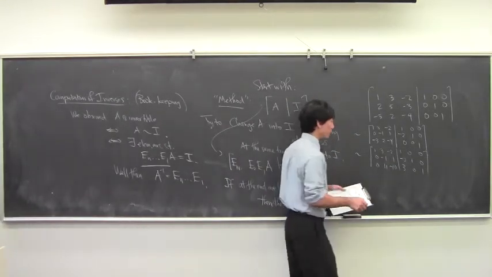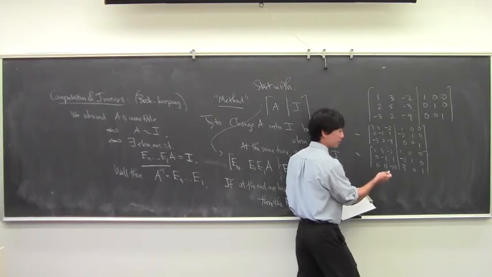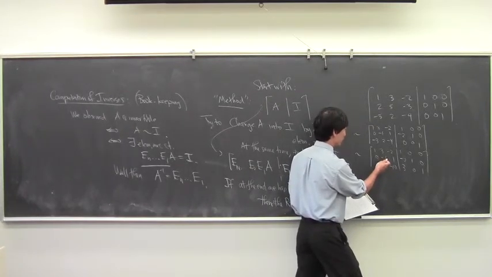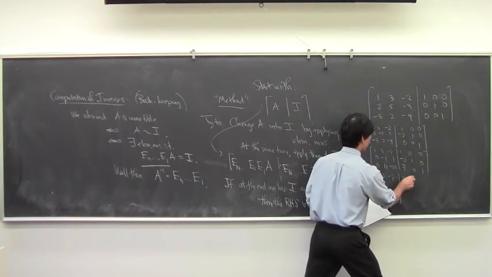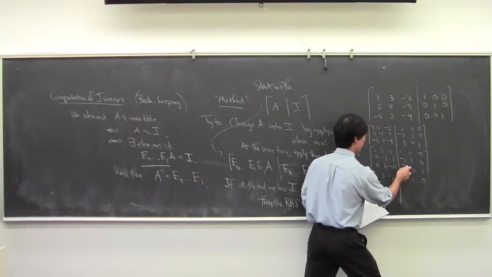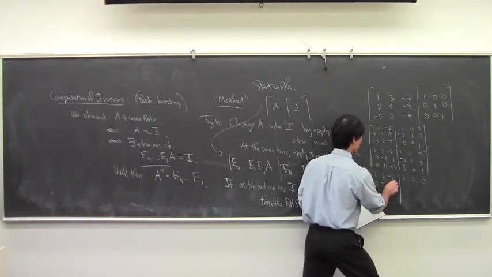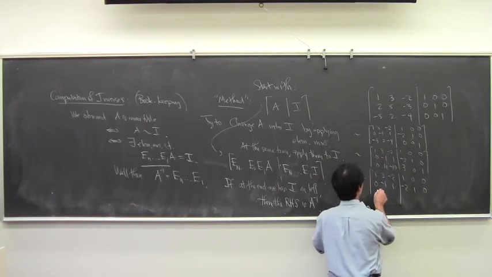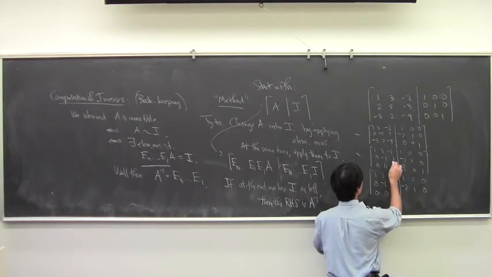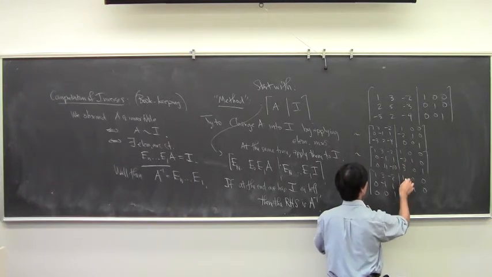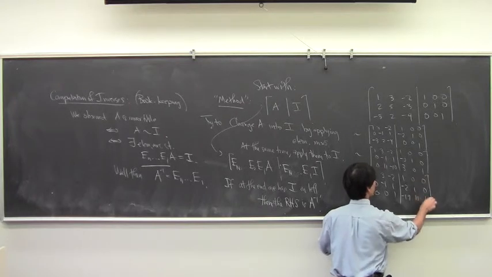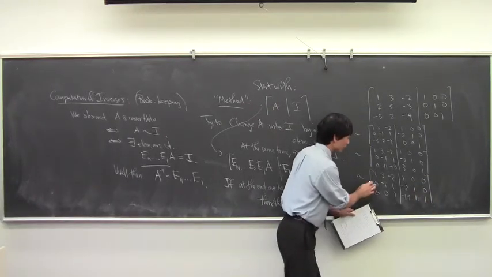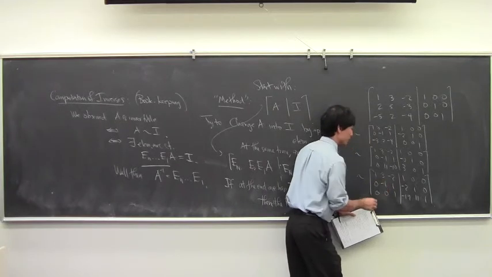And I keep on going. I'm going to add on 11 of this guy onto that guy. So I get 0, 0, 11 of that guy, I get 1, 11 of that guy, I get -19, 11, 1. And multiply this guy by, well, that is obviously there.